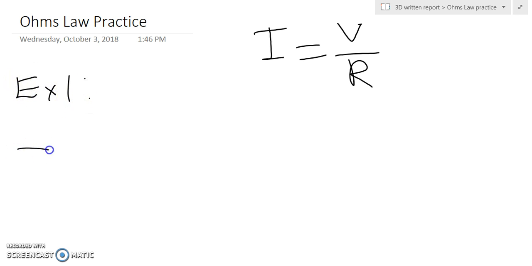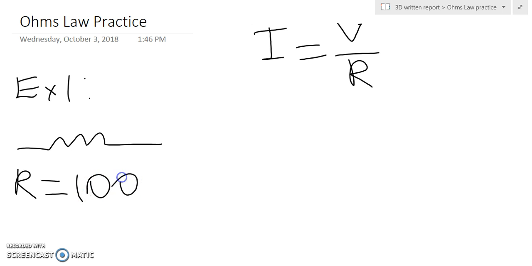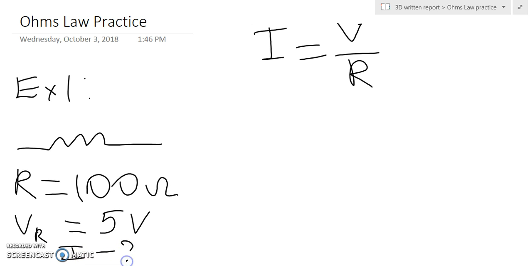I'm going to have a resistor, and this resistor, I will know two pieces of information about it. I'm going to know its resistance. Its resistance is exactly 100 ohms. And I know that the voltage drop of this resistor, I'm putting V of R because it's the voltage drop of the resistor, is exactly 5 volts. So what I need to do is find what is my current.